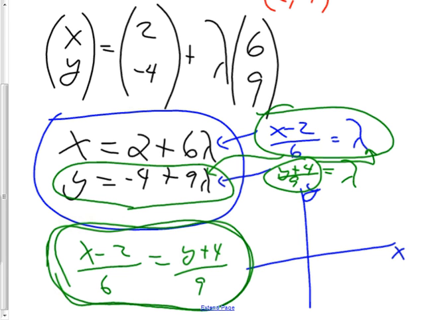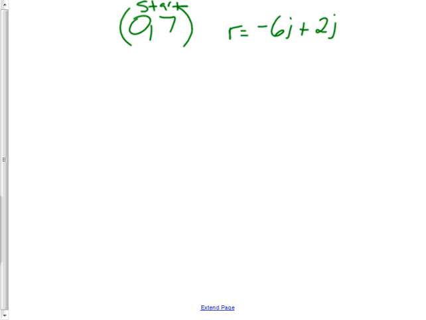Okay, so there's one last topic. But first, before we go on, I'd like to give you the same kind of challenge. Let's say 0, 7 is the start. I wanted you to take this vector and move it to have a start there. Here's the vector I wanted to use: negative 6i plus 2j. And I want vector r to be moved to have its starting point be here. But I want the answer in Cartesian form, which is going to realistically make you do all three forms.